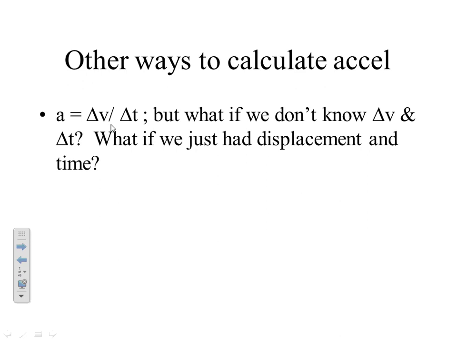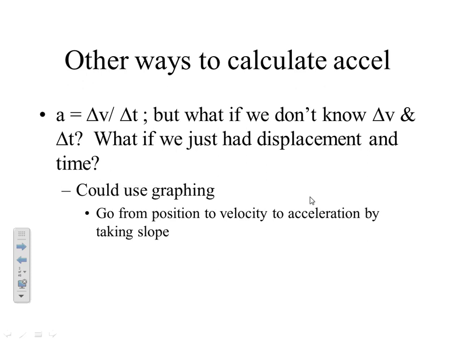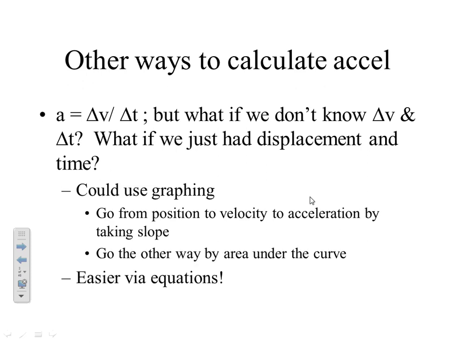Well, we'd have to go all the way from a position time graph to a velocity time graph to an acceleration time graph. So we'd have to make several graphs. We have to take the slope and stuff, or vice versa. Starting from an acceleration time graph, we take the area under the curve, get a velocity time graph, take the area under the curve, and finally we'd be able to find displacement. And that's possible, but it's rather time consuming. It's going to be easier via equations.